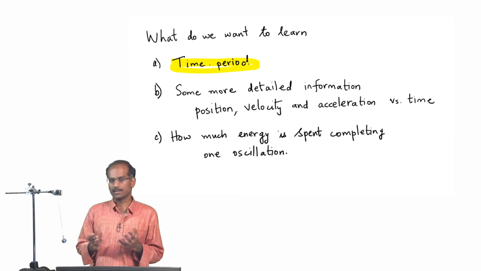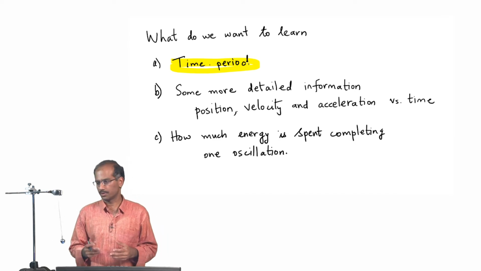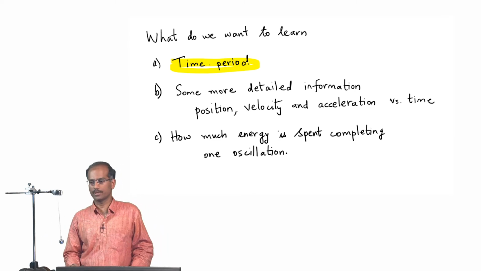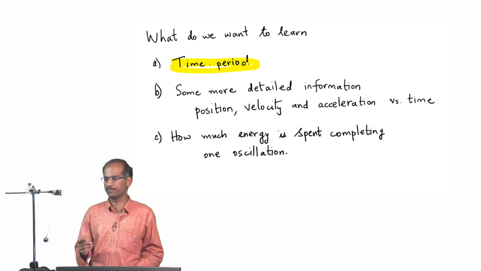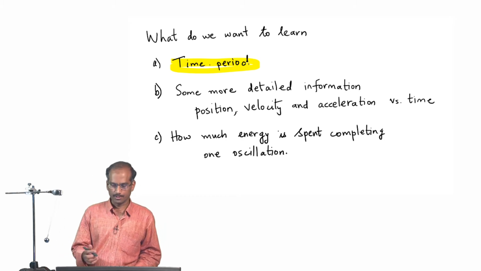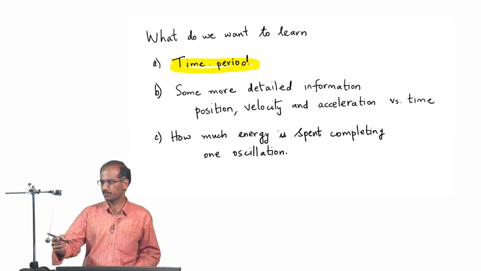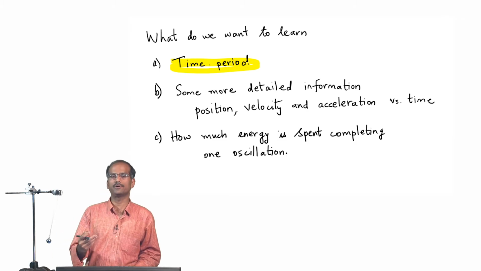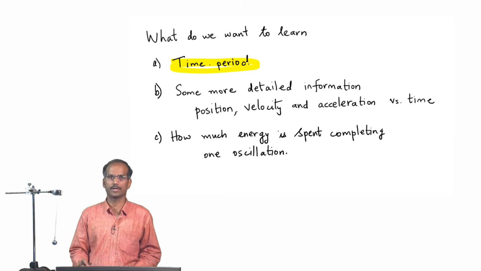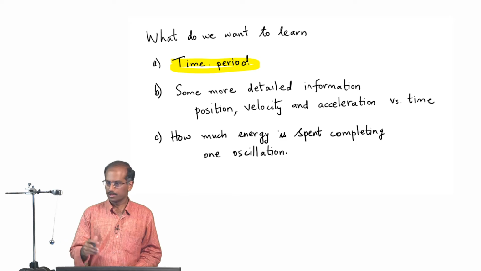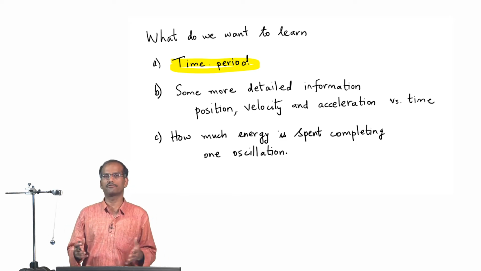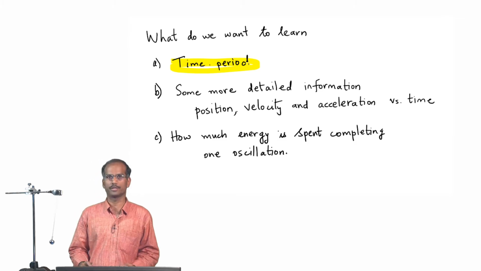As soon as I see, I can realize that I need to know and understand about the time period, but there is more detailed information that I would like to get from here. For instance, the position of the bob as a function of time. So, at a given instant of time, where is this bob located, and how fast is it moving, the velocity and acceleration. Okay. So, all these quantities as a function of time. So, this is fairly detailed amount of information maybe I would like to get about this.